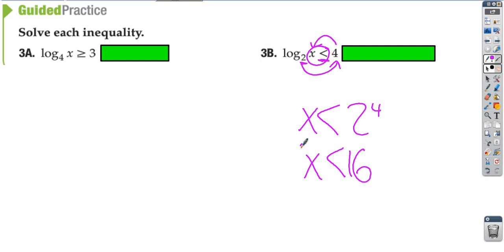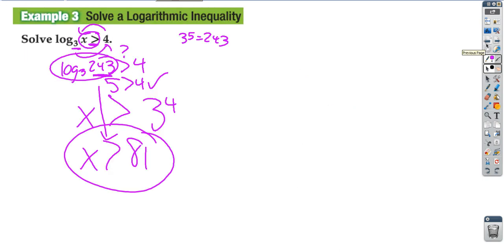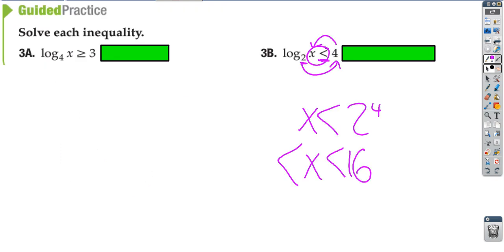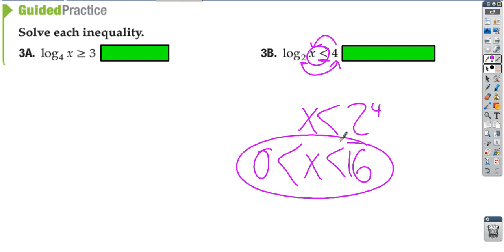We cannot have negative numbers for x, and the reason we didn't have to do that in the other example, if x is greater than 81, it's guaranteed to be positive, so we don't need to write anything else. Here x can be less than 16, but it also has to be greater than 0. Why does it have to be greater than 0? Because you can try it.